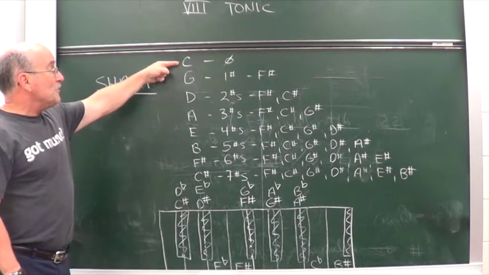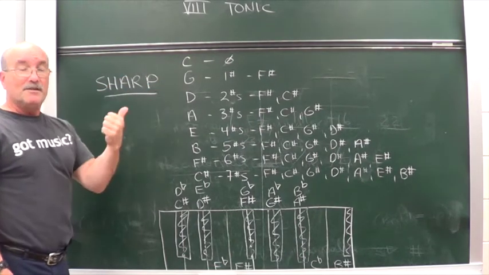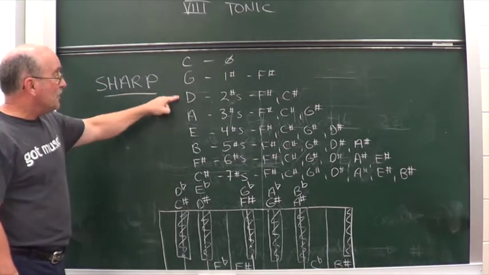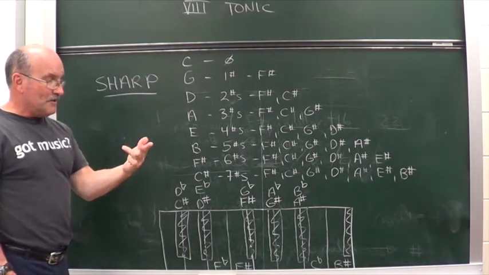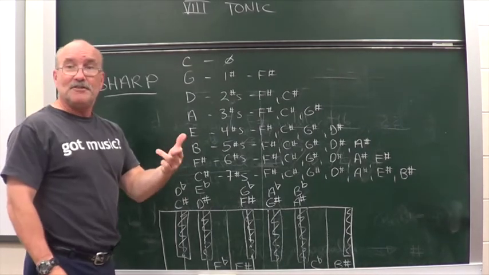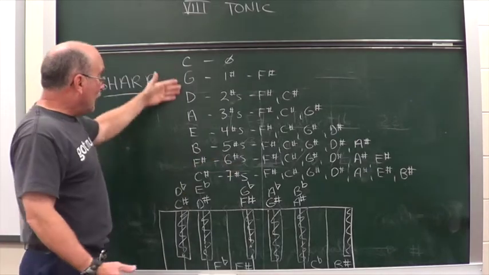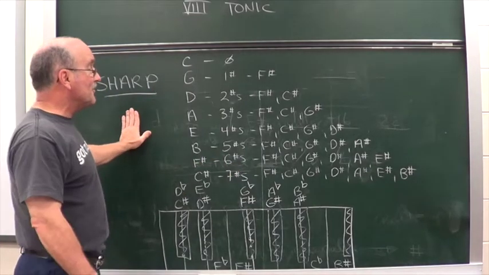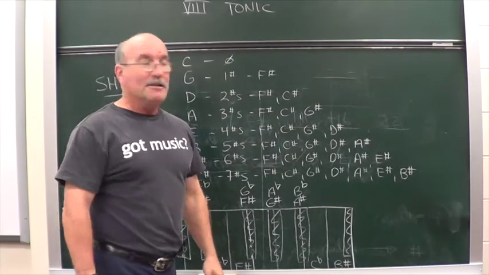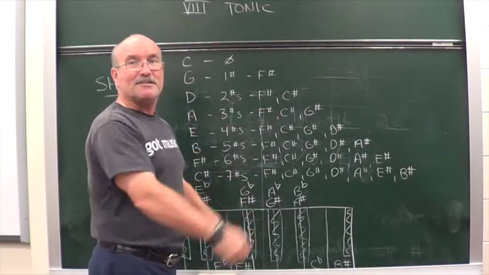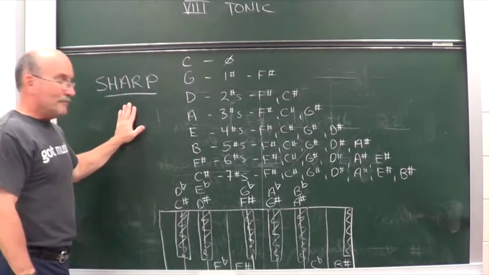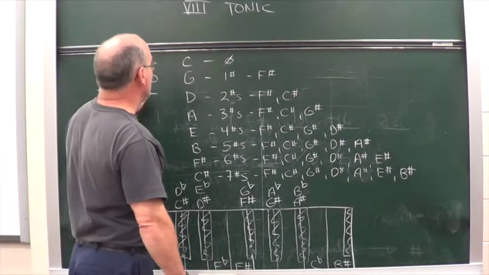What is the distance between C and G? C, D, E, F, G. It's 5. What's the distance between G and D? G, A, B, C, D. It's 5. Between D and A? D, E, F, G, A. It's 5. They're all 5 apart. Sharp has 5 letters in it. All the sharps are 5 letters apart. I mean, how ingenious is that? It's all based on the word sharp. Coincidence? I don't think so.